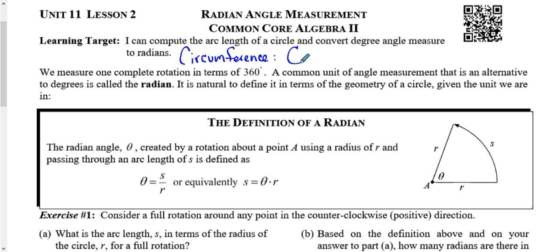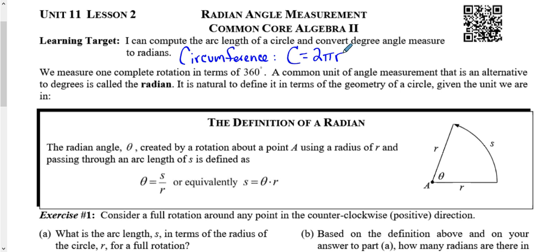Does anybody remember the formula for circumference? C equals what? 2 pi r, 2 pi times the radius length. Right? So the circumference formula is 2 pi r. R is whatever the radius is. Okay? Now, we can have full circumferences or we can have parts of the circumference, right?